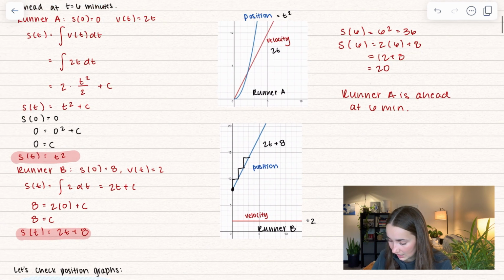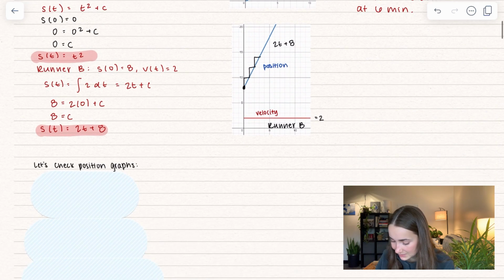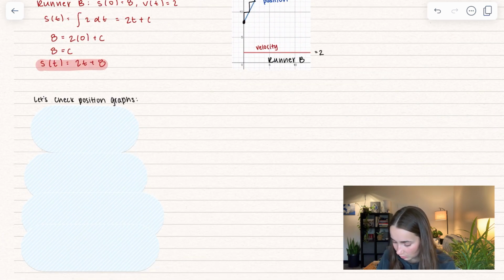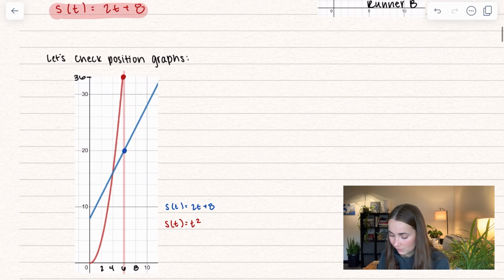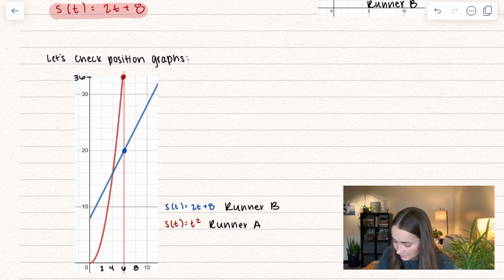So it looks like those check out, and we also can compare the position graphs to see who was further along. Here we have both of those mapped up. We have runner A, and we also have runner B. When time is equal to 6 minutes, we can see that's highlighted right there. We can see that runner A is going to be much further along than runner B, and that's because they're running at a quadratic type of function, and runner B is running at a linear type of function. So here we're seeing which grows faster.